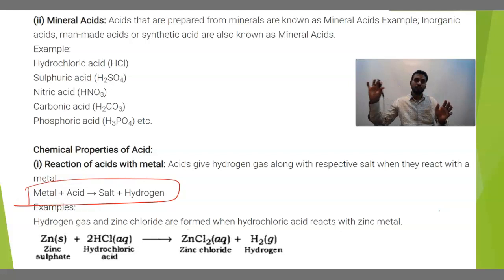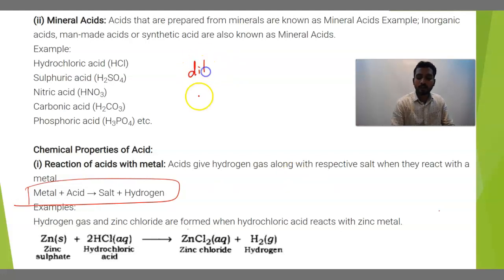This much information you should write, and you should write the reaction and you should balance it. Then you can expect around 2 marks if you write this much. Minimum 1 is a must, but at most we are going to get 2 marks. Now in this acids topic, I am going to repeat this again because these words are very important.